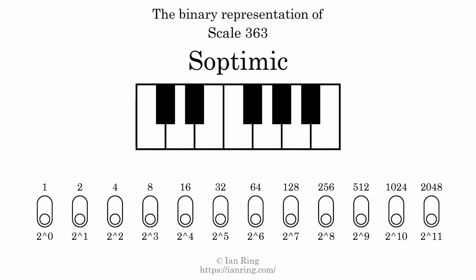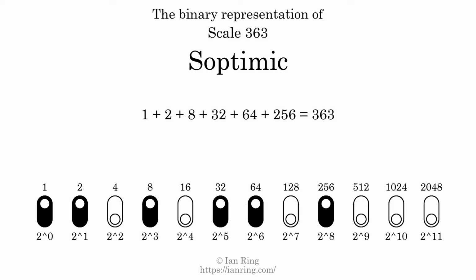The binary representation of this scale is determined by mapping tones of the scale to binary digits. Each binary digit represents a power of 2. To get the scale number, we add the powers of 2 together. The powers of 2 that are present in the scale, all added together, equals 363. That is why the scale number, in decimal, is 363.